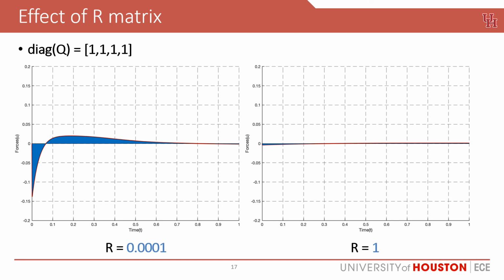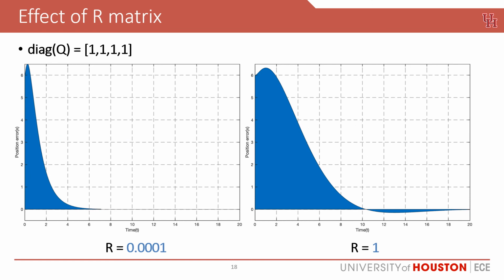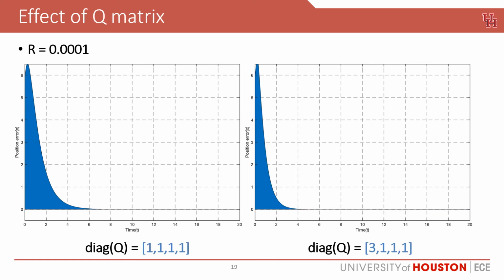Then we can get the effect of the R matrix. If we increase the R, less forces will be applied on the system. That is because we have a higher cost of the forces. But the cost is that we will take much longer time to achieve the target.